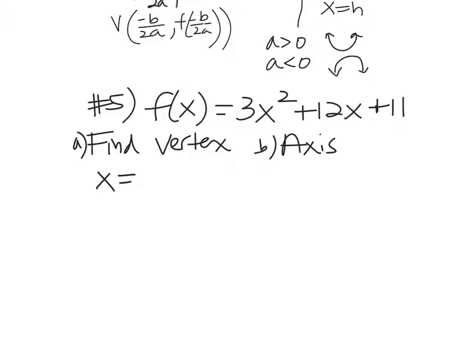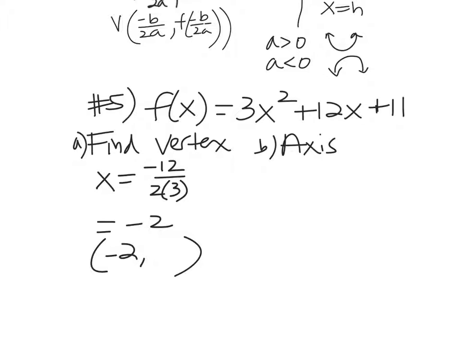Okay? So x equals negative 12 over 2 times 3. And that gives us negative 2. So that would be our x value. Take negative 2 and plug it in. Do you need your calculator for that, or probably not? Well, I don't want to make a mistake.